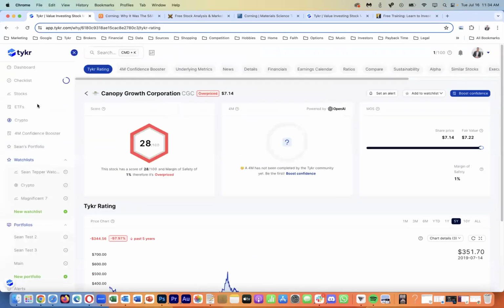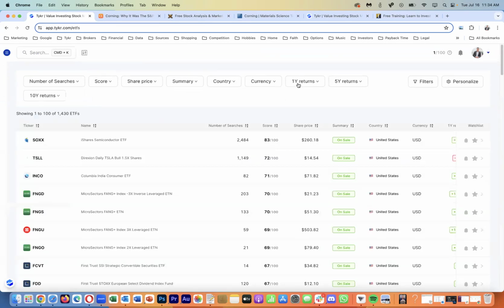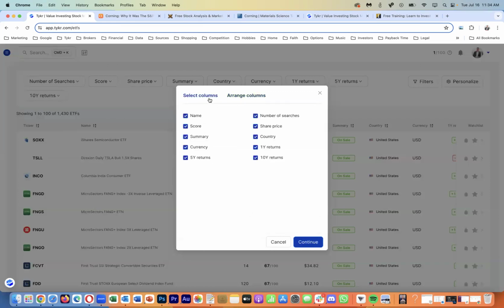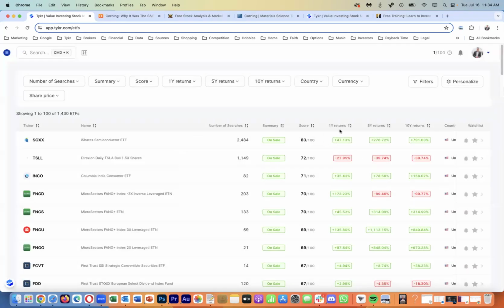We'll go to ETFs here on the left. And then we just added a really helpful feature where you can see the 1 year, 5 year, and 10 year returns. Knowing that 5 year perspective, you could do this. You go to personalize, and we've got 1 year, 5 year, 10 year. Let's arrange these a little differently. We've got score, share price, summary. I like to go summary, score. I'm going to drag this down. 5 year, 1 year, 5 year, 10 year. We'll hit apply and let's see what we've got.